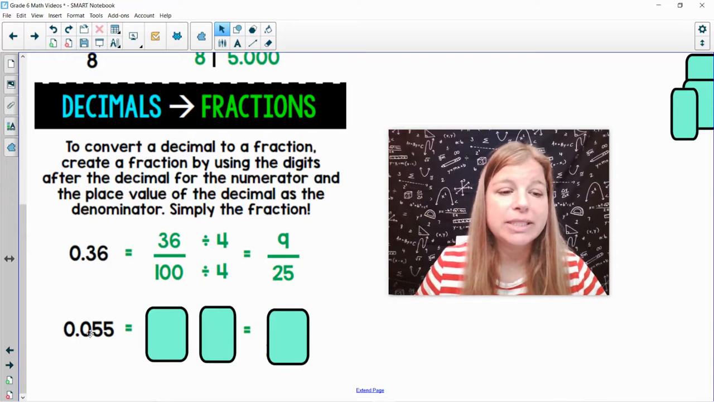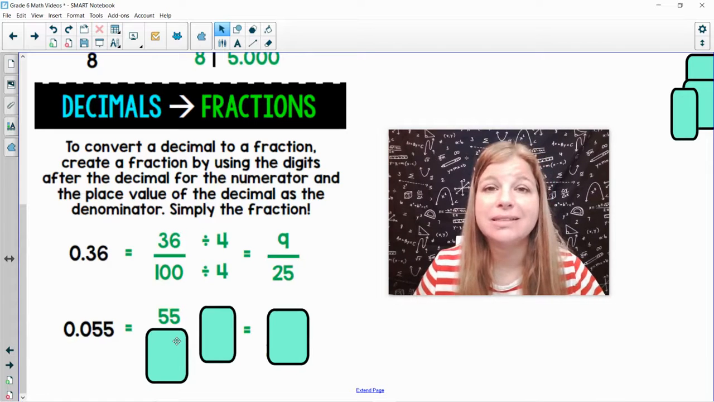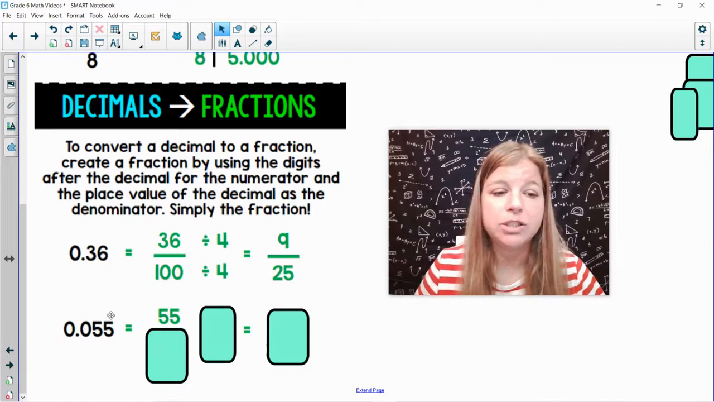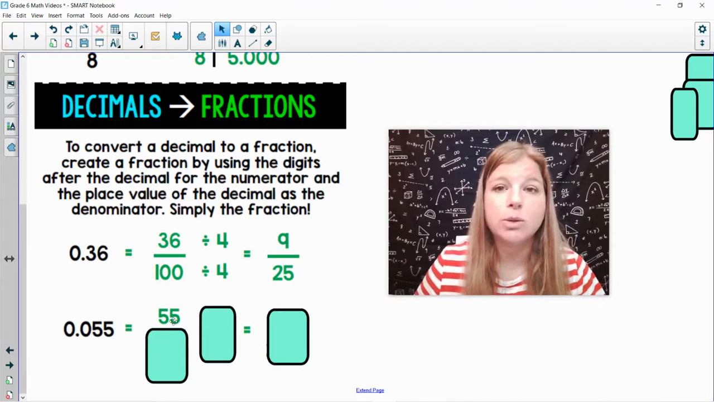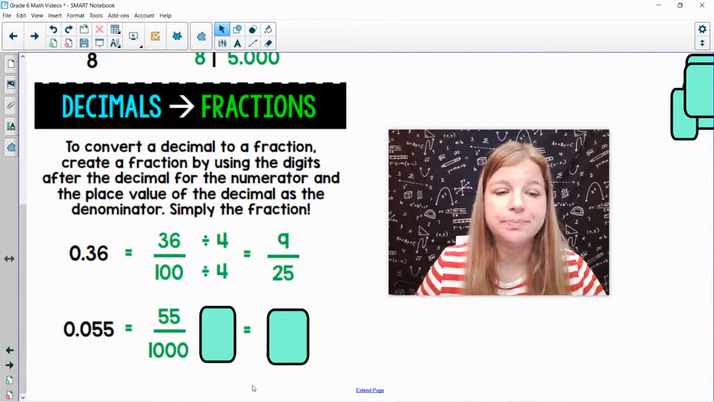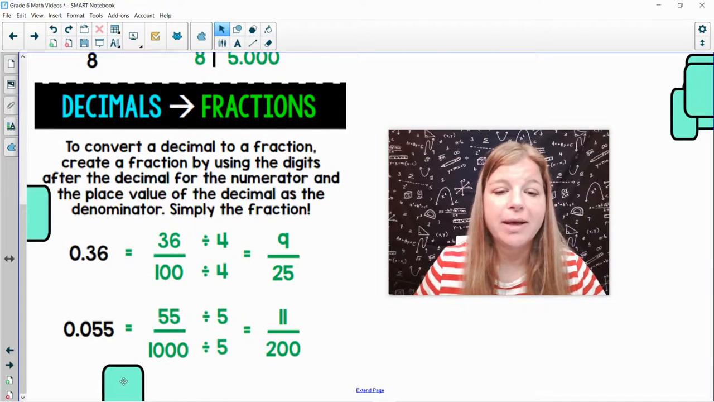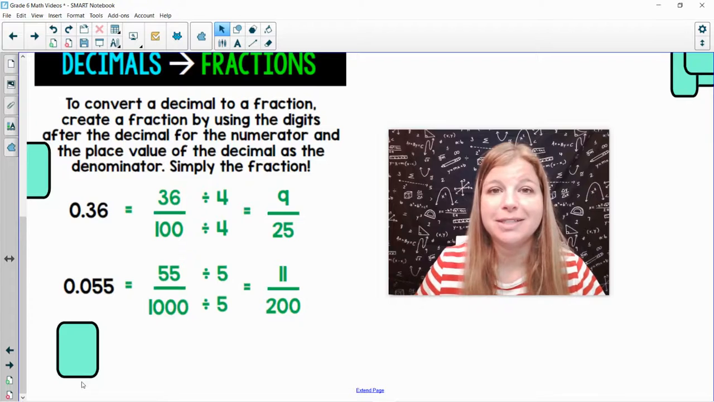Next one, 0.055. So I see the number not including the zeros is 55. How many places does this go out? It goes out 1, 2, 3. Okay, that's tenths, hundredths, thousandths. So this is 55 thousandths. So it's going to be 55 over 1,000. I can simplify both of these numbers by fives. And if I divide them both by 5, I end up with 11/200ths.